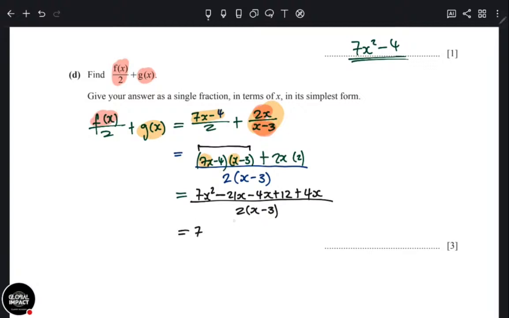So you leave it like that. Don't expand it. 7x squared. Then here you will now say, what do we have? We have a negative 21, a minus 4, and a plus 4. So the minus 4 and the plus 4 will cancel. Okay, I'll cancel them softly with a pencil. So you will remain with negative 21x. Then the 12 will come, so it'll be now plus 12. It'll be over 2 multiplying x minus 3.